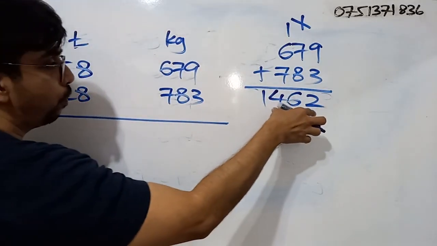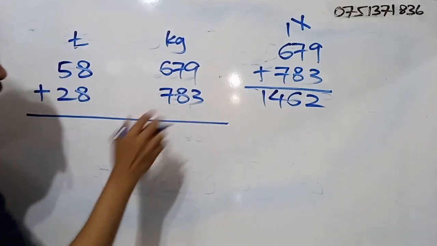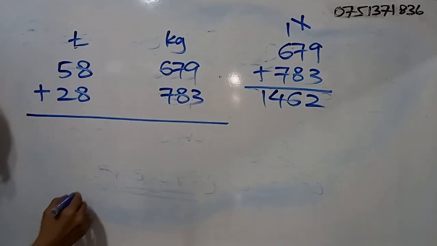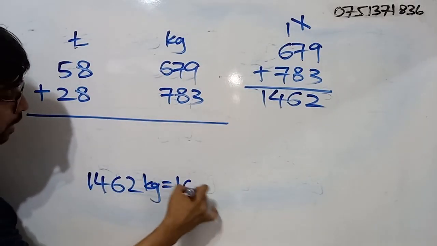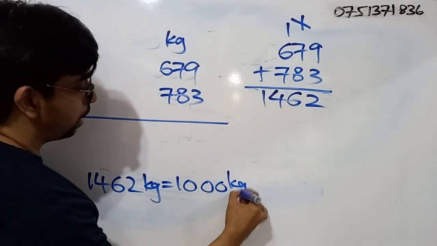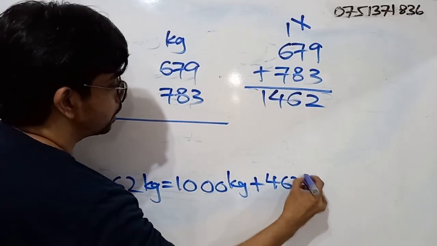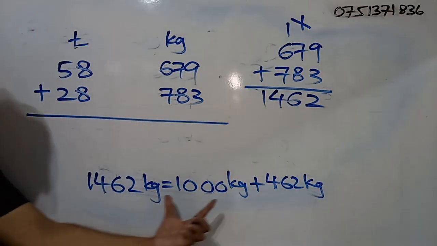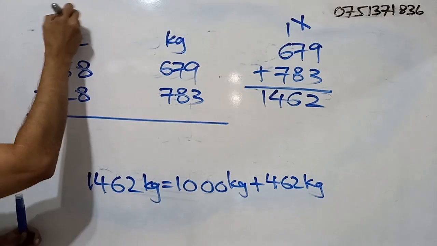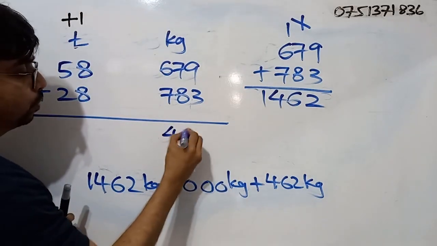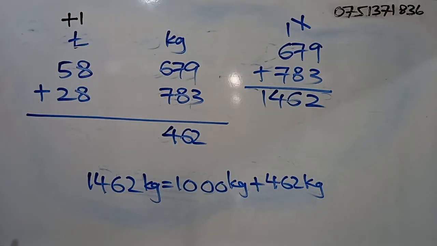So 1462, we can't write under the kilograms column. So we have to rewrite it. 1462 kilograms, we have to rewrite it as what? 1000 kilograms plus 462 kilograms. This 1000 we will convert into what? Metric tons, right? So it will be 1 metric ton. 462, that's the number that we can write under the kilograms column.